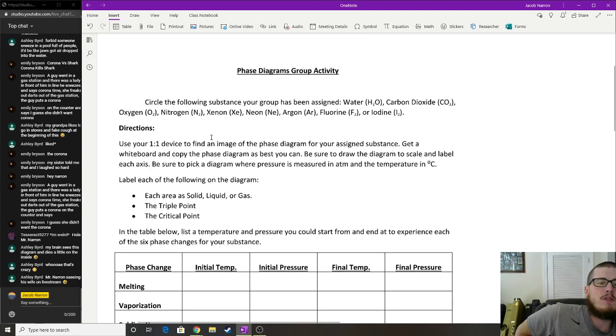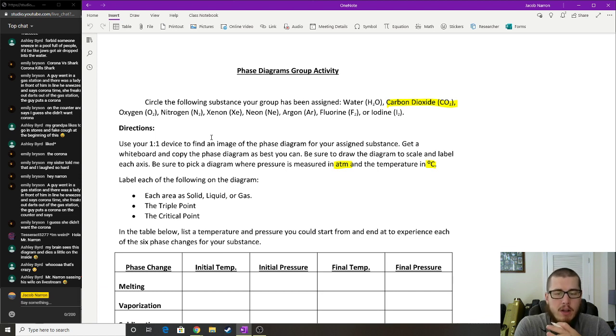It says, circle the following substance your group has been assigned. Well, all of you have been assigned the same one, which was CO2. I gave you a graph for CO2. That's the one we're going to do. Use your one-to-one device to find an image, and this was really important: find a diagram where pressure is measured in atmospheres and the temperature is measured in degrees Celsius. We want it to be the same as the notes. That's what's important.